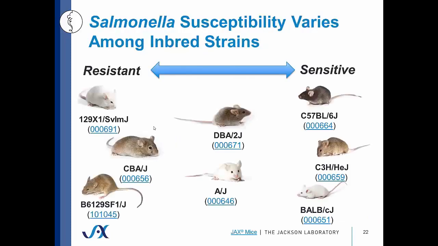So as we've seen for tuberculosis, inbred strains show a wide range of susceptibility to Salmonella infection, and this depends on the dose administered and how fast they clear the infection, in addition to the genetic determinants that we just talked about.